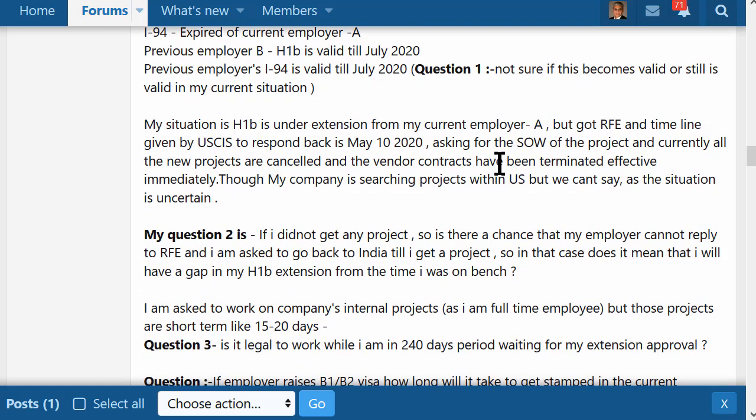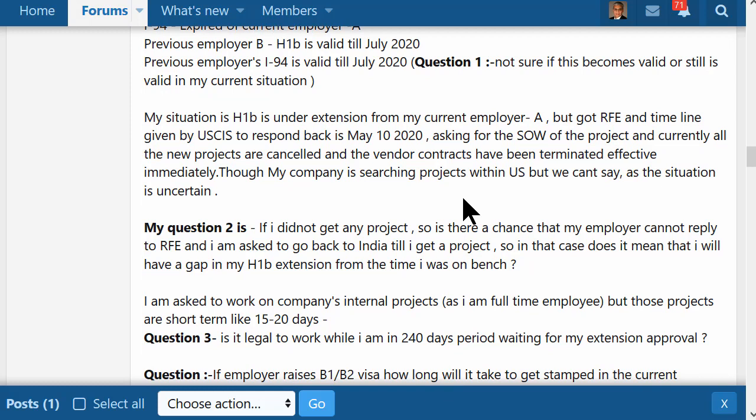My situation is H-1B is under extension from my current employer, got RFE, respond back by May 10th. By the way, you know that it's not May 10th anymore. Any RFEs, well, that might have been received earlier. So far the government has said that any RFEs received between March 1st and May 1st, if I remember the dates correctly, we have an additional 60 days to respond. Okay, but yours might be earlier than March. I don't know when it was issued. But if it was issued between March and May, double check the dates. You will have 60 extra days.